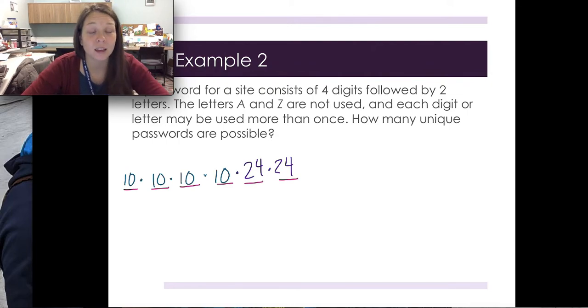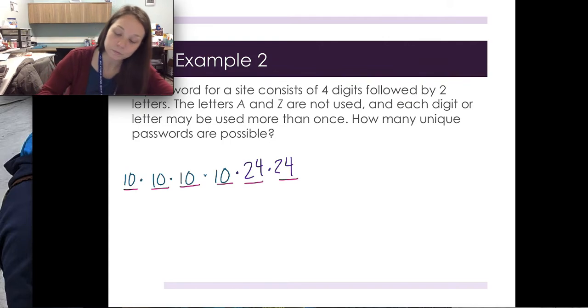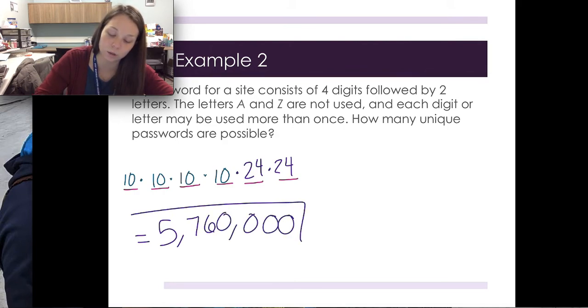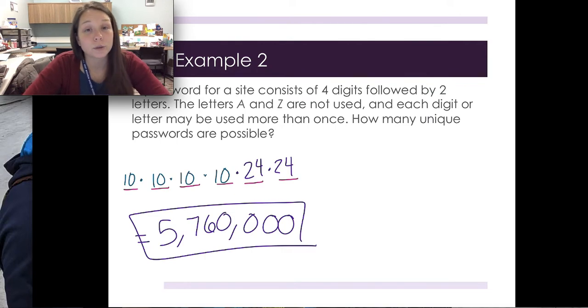Please be mindful that if you are just having a bad day or you're blanking and you don't remember how many days are in a month or how many weeks are in a year or how many letters are in the alphabet, those are always things that you can ask myself or Mr. Brasser questions on. So multiplying these all together, we get a final answer of 5,760,000 different passwords that could be made using 4 digits and 2 letters excluding A and Z.